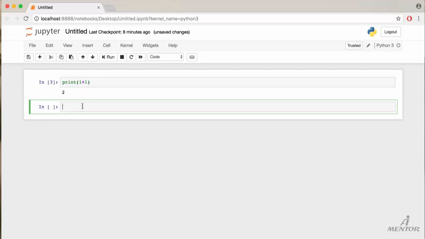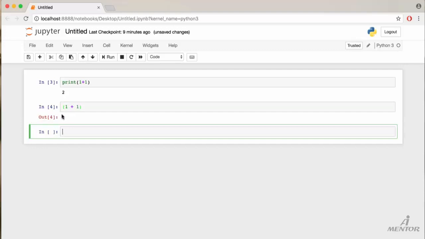On a different cell, one thing to note about the Jupyter Notebook application is that, to see the result of an operation, you don't always have to print it. You can simply declare the Python operation like so, 1 plus 1, run it, and it should still show you what the output is. Except now, notice that when you print it, it doesn't show the out text. Whereas in this case, by removing the print statement, it does.